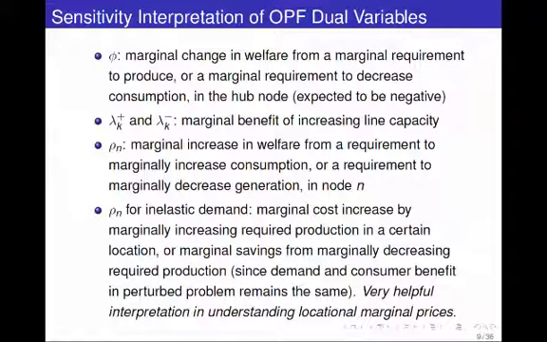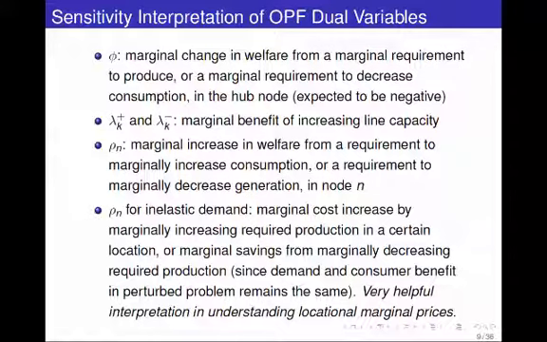So that's equivalent to asking the network to consume a bit more at the hub, to produce a bit more at the hub, or consume a bit less. That's actually going to hurt the network. When you're asking the network to produce a bit more at a certain location, it's going to be more expensive, or if you're asking it to consume less. So this dual interpretation of phi and rho, you have to think about it a bit more. It's not as direct as the lambda plus and the lambda minus, but it's there if you think about it.